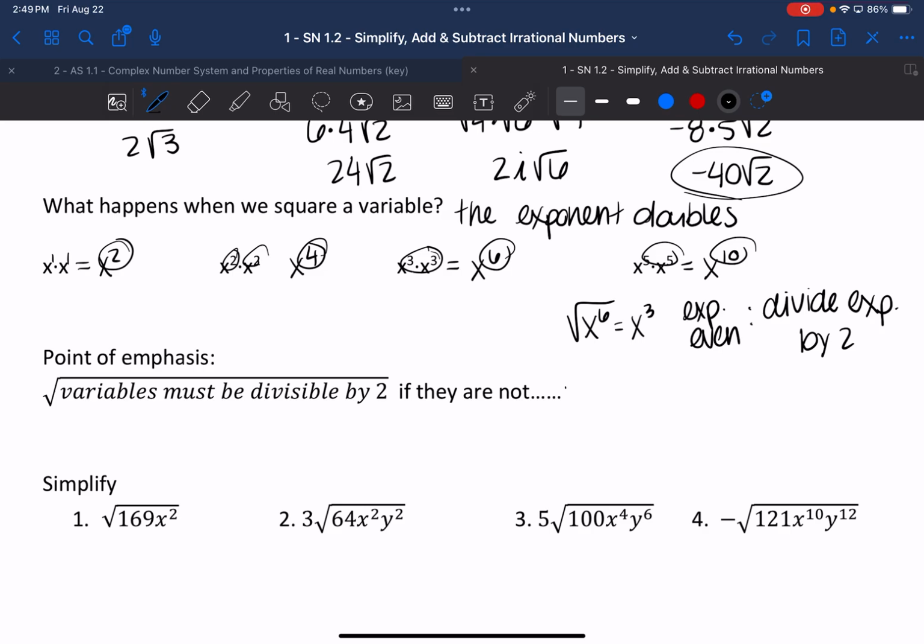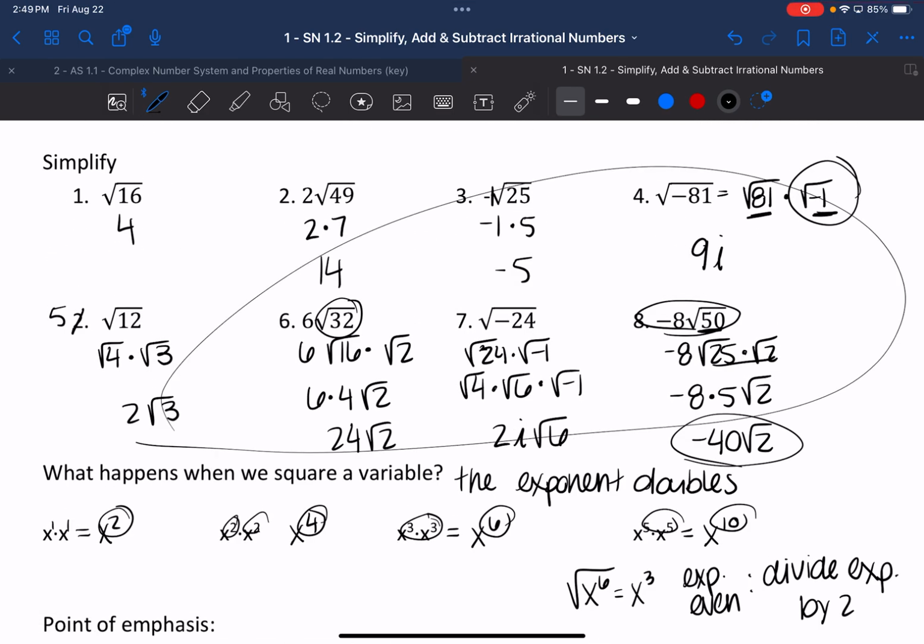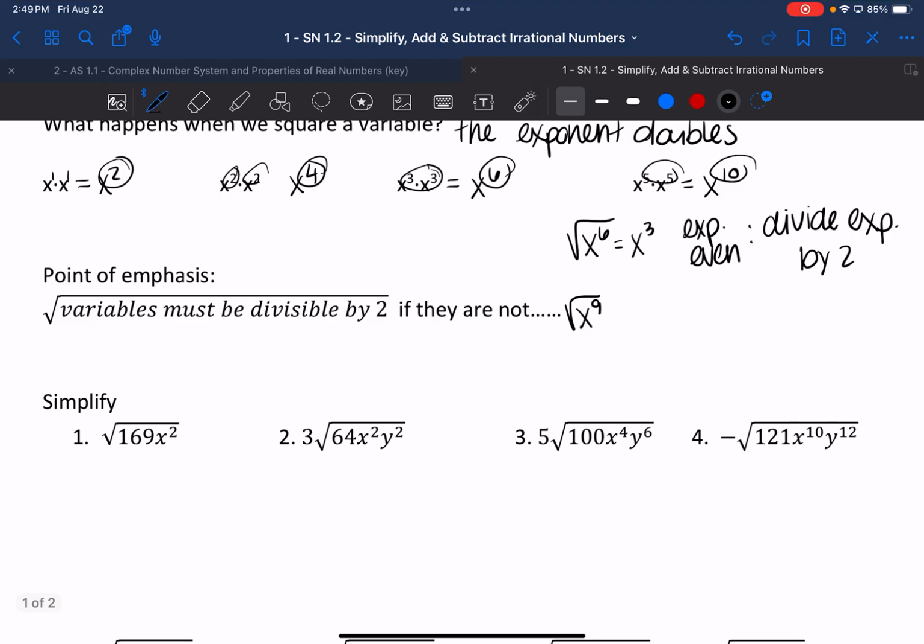Okay, what about if the exponent is odd, like x to the 9th? If I divide that by 2, it doesn't come out quite as nice, right? So what we do in our head, you don't have to do it on your paper every time, is we're going to think about it the same way we thought about some of these. I'm going to rewrite it as something that I can use my rule on and get a nice number, right? So the closest even number would be x to the 8th. So I'm going to rewrite this as the square root of x to the 8th times x. And that's still equivalent, right?